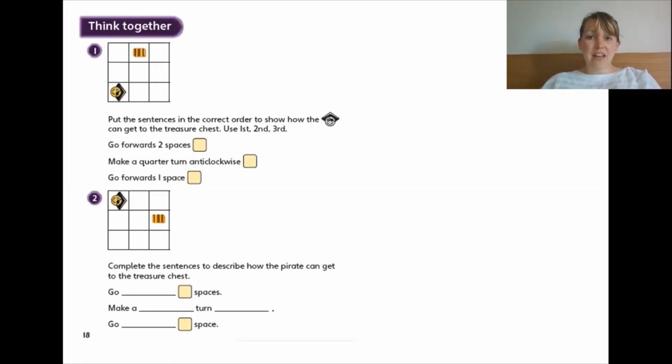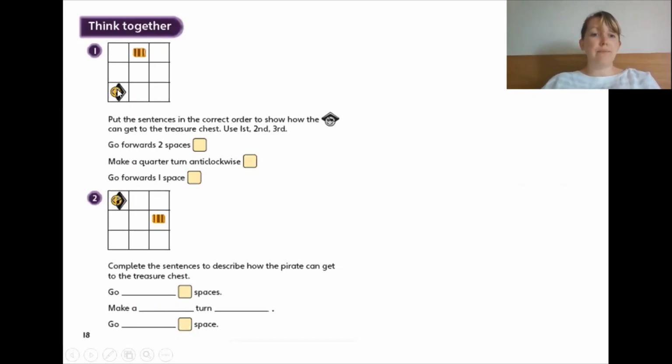So I'm going to have a go at doing question 1. Put the sentences in the correct order to show how the pirate can get to the treasure chest. Use first, second and third. Now, as I'm looking at this, I'm remembering that I have got to follow the position of the pirate's hat. So if we almost think of the pirate's hat like an arrow.